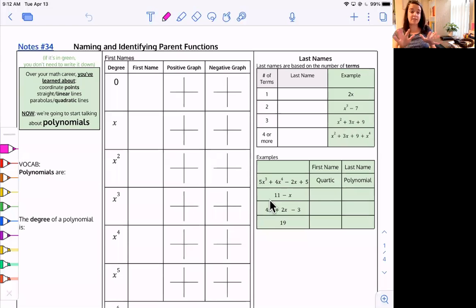So there's a ton of stuff on the screen here this morning. If it's in green, you do not need to write it down, right? So notice this note right here. I'm going to try to do that more during this quarter. But if it is in green, you do not need to write it down.